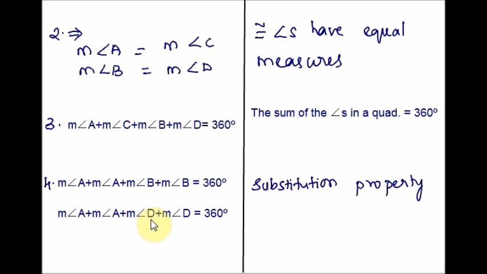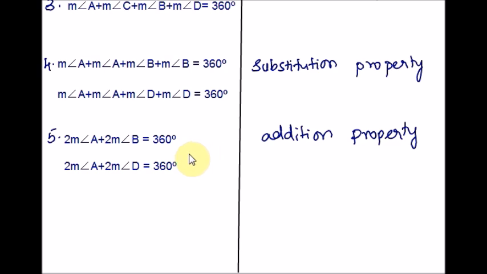Hope you're clear with step 4. Okay, now you can add the like terms. In the first equation you will be getting 2A's and 2B's. Same way, 2A's and 2D's. So by addition property, I'm going to take an algebraic step here. 2 is the common factor for these two terms.